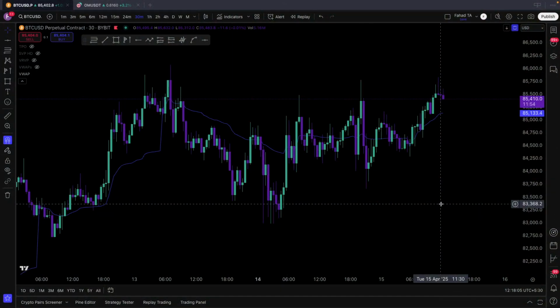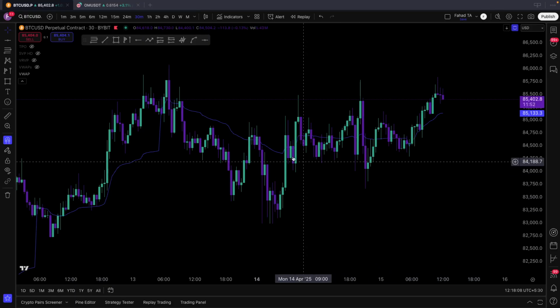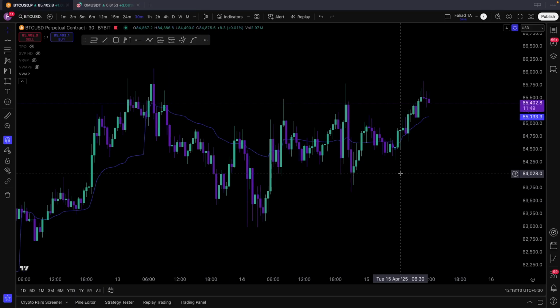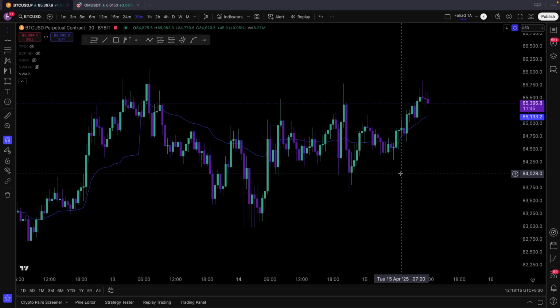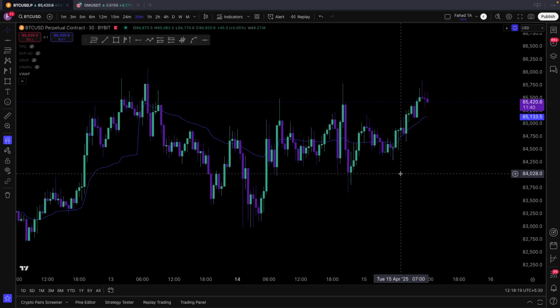Starting on a 30-minute time frame, I see that we have been forming a very interesting range for a while now. Even though this range looks extremely balanced to me, how do I identify if it's a balanced range or not? What are the tools that I use for it? I'll be explaining all of that in this particular video.